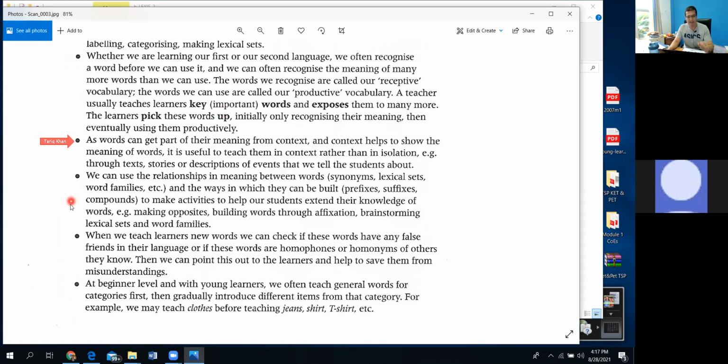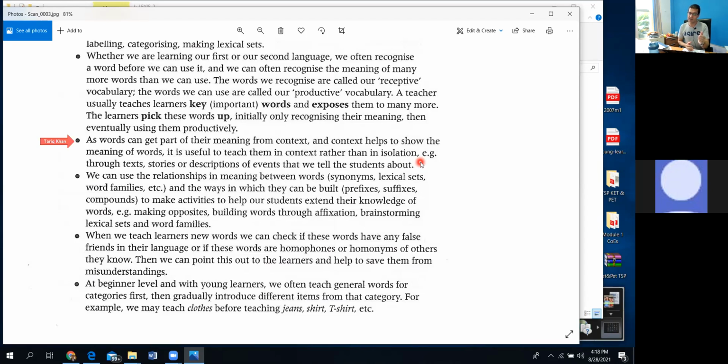Next point is, as we can get part of their meaning from context, and context helps to show the meaning of words, it is useful to teach them in context rather than in isolation. Now, try to understand this point. It's an important point for the teachers. Words, usually we try to memorize them without understanding how to use them in a situation.